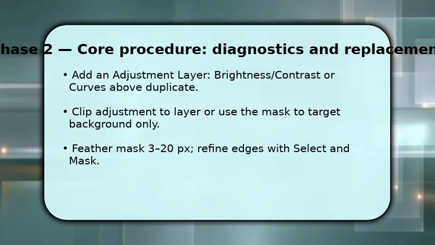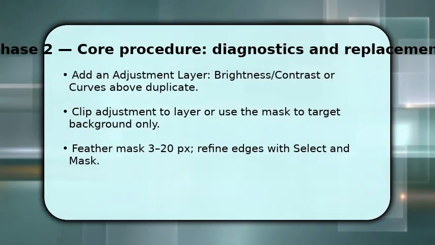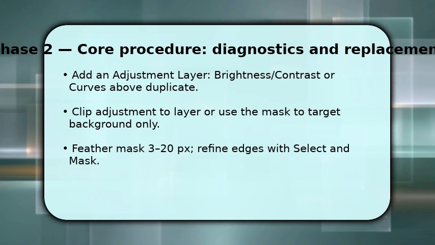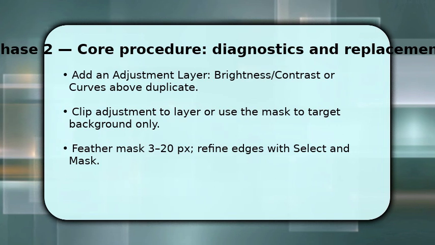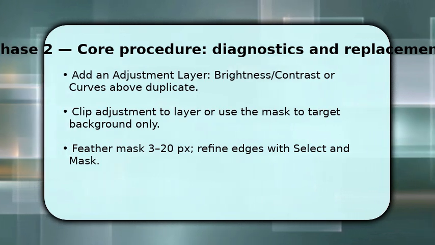Now add a brightness/contrast or curves adjustment layer above the duplicate. You'll clip it to the duplicate or paint on the layer mask to confine changes to the background. This keeps the subject intact.